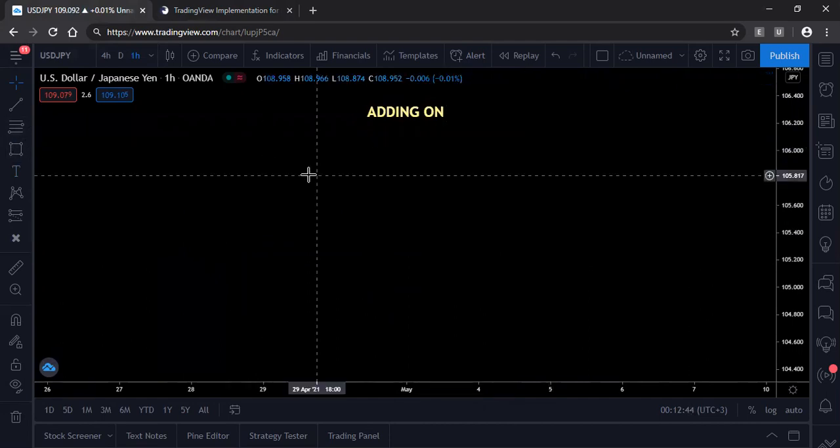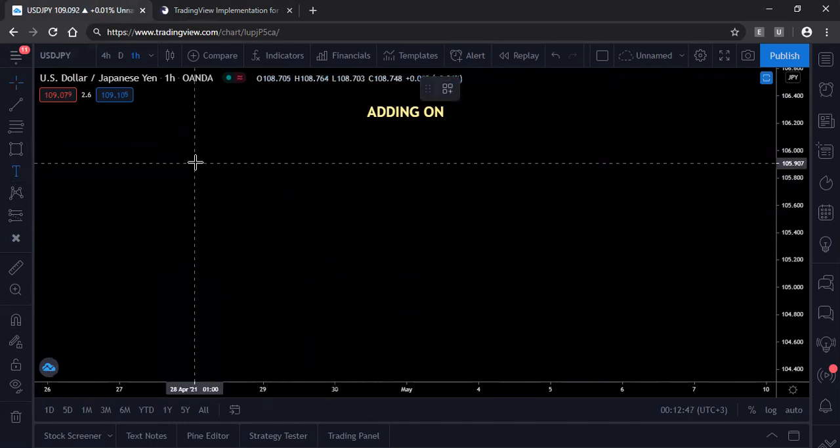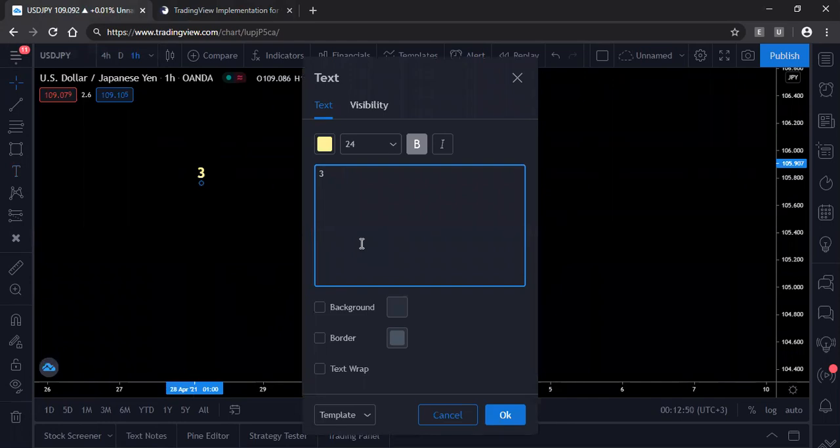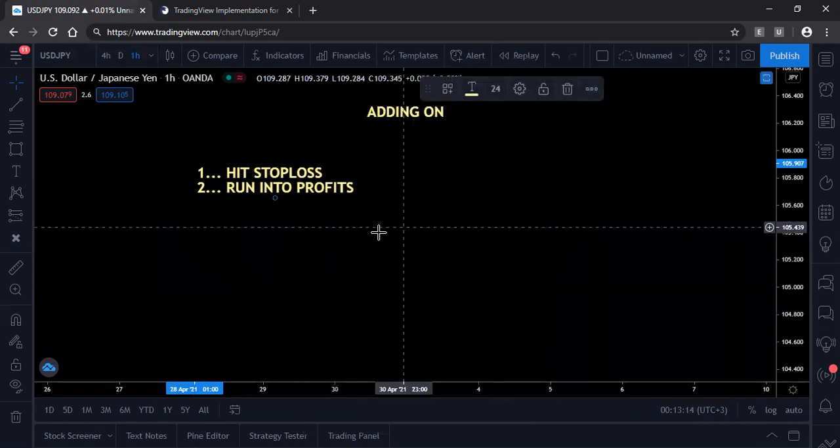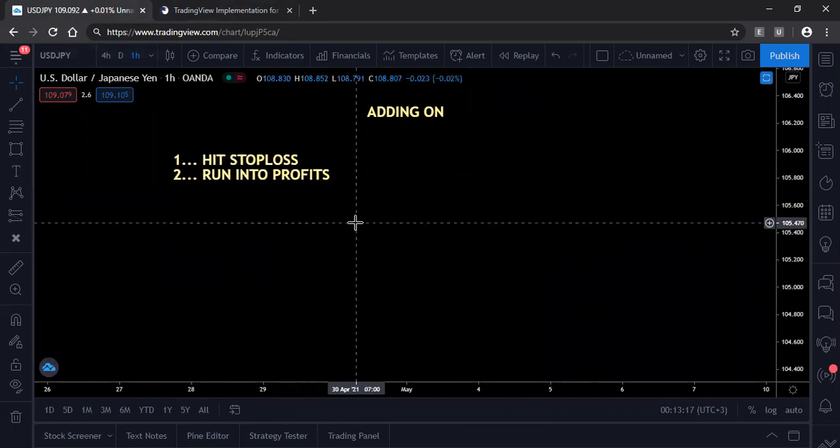Because in trading, there are only two things that can happen if you take a trade. The first one is that the trade can hit your stop loss, right? Or the second one, your trade can run into profits. So with this mindset in your head, there are only two outcomes once you place a trade. A trade can go into negatives all the way to hit your stop loss, or it can go into profits and keep on running in profits.